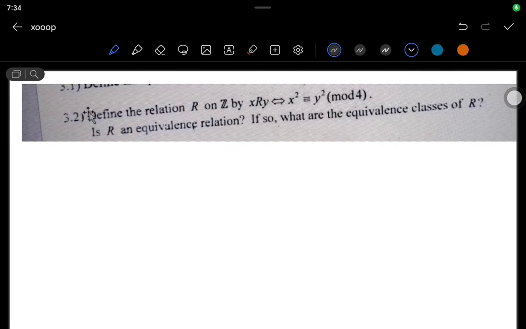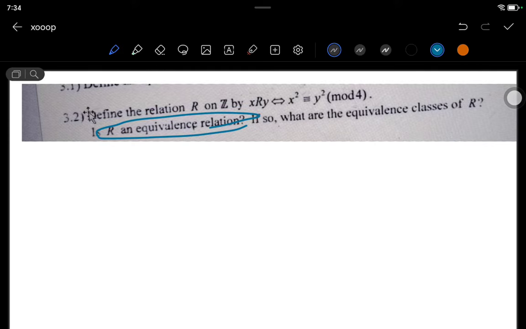We should define a relation on Z by x is related to y if and only if x squared is congruent to y squared mod 4. Then they say we must check if this is an equivalence relation. First, we need to know what an equivalence relation is.